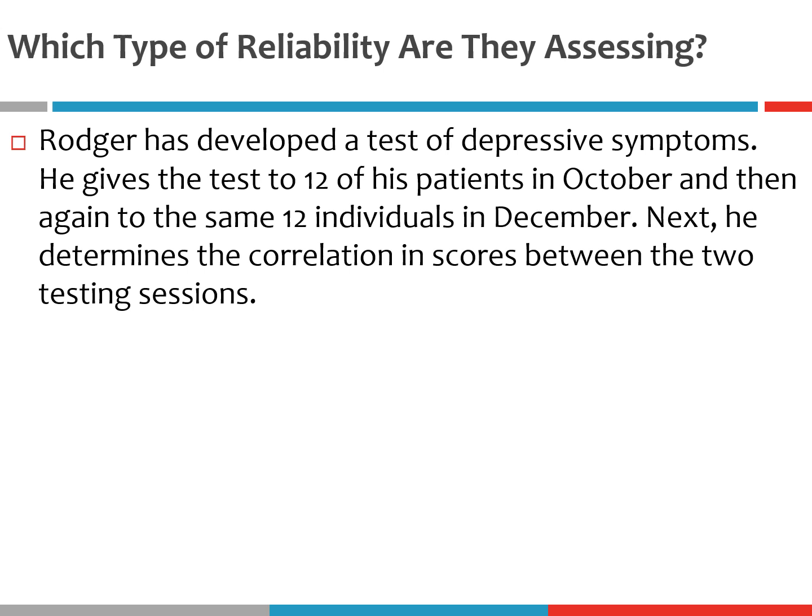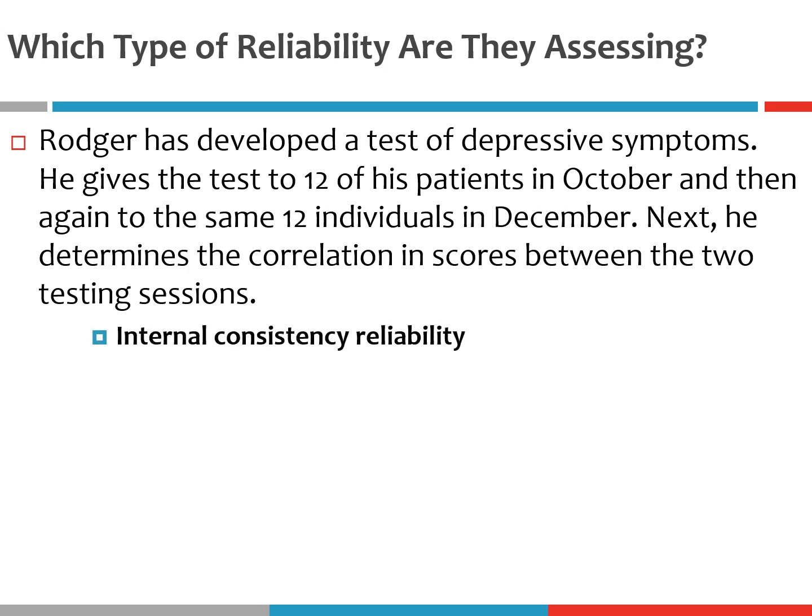Here's our next situation. Roger has developed a test of depressive symptoms. He gives the test to 12 of his patients in October and then again to the same 12 individuals in December. Next, he determines the correlation between the two testing sessions.